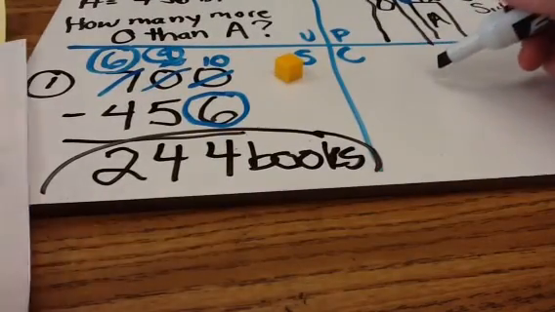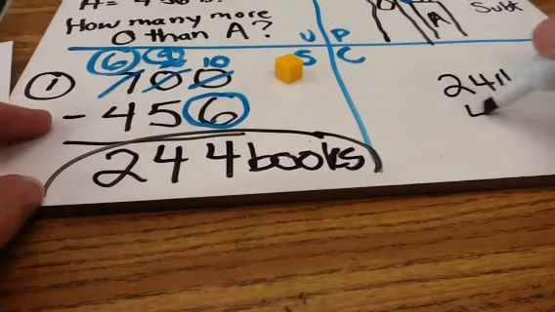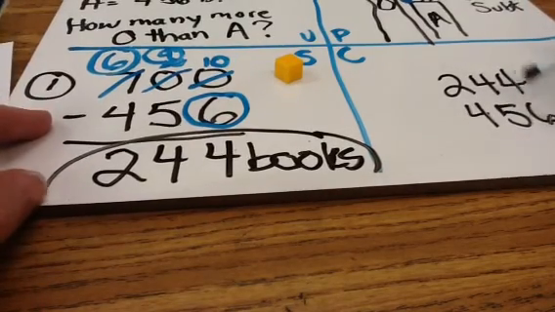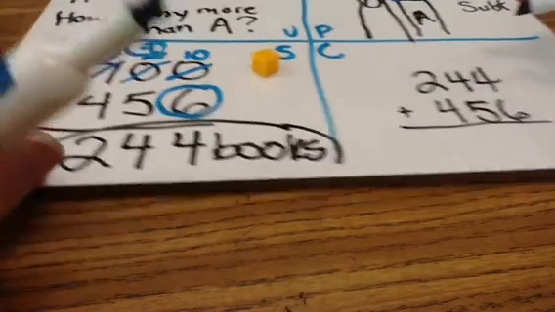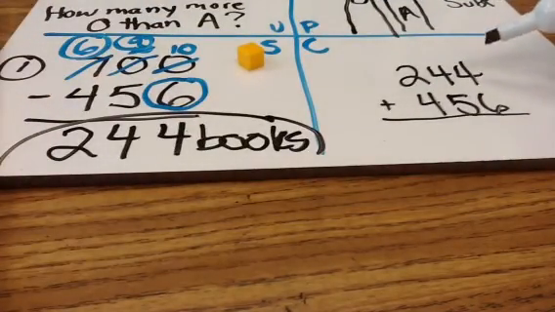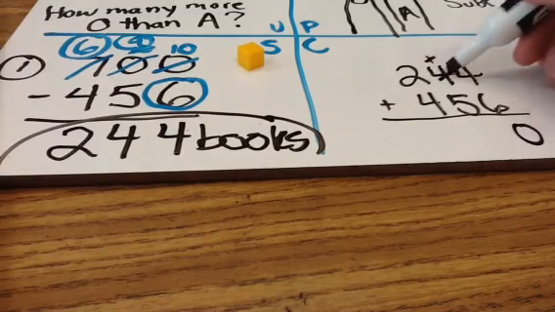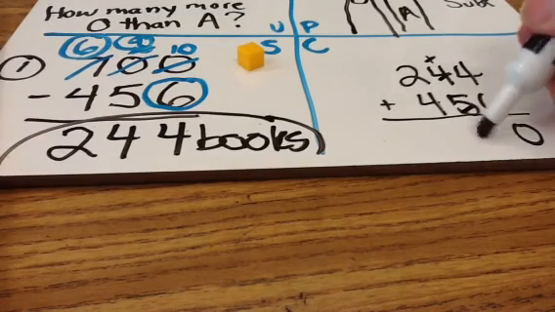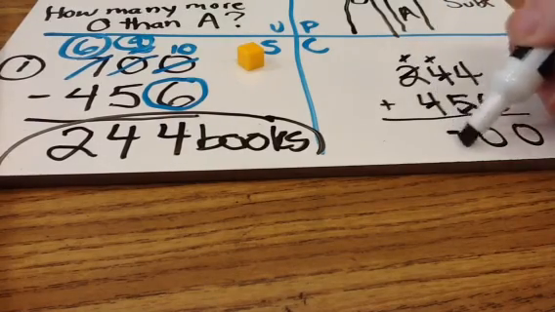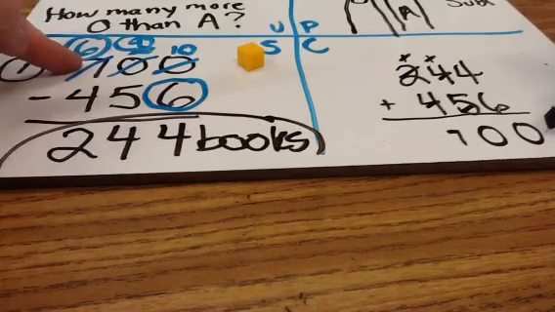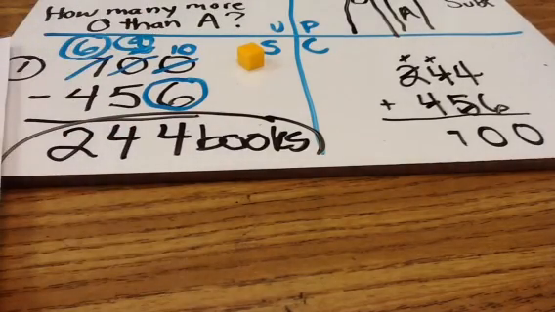So I'm going to add the bottom number plus the middle number. And since it was subtract over here, it's going to be add over here. And hopefully I get 700. This is just to make sure we get the right answer. 4 plus 6 is 10. 1 plus 4 is 5, plus 5 is 10. 1 plus 2 is 3, plus 4 is 7. That matches up. So our final answer is in the solve box, 244 books.